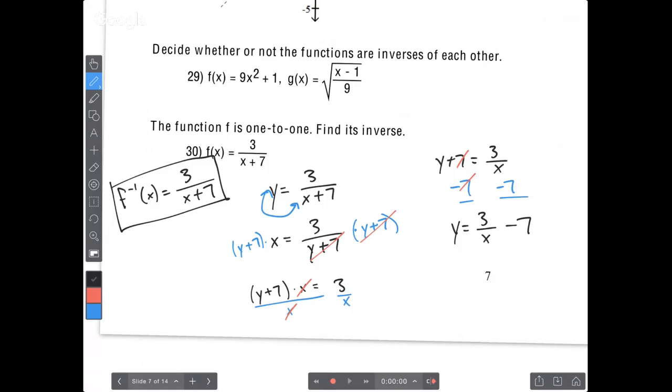Done and done. Feel good? Feels bad. I just solved that, and that's not what I got. 3 over x minus 7. Whew. That was going to be scary. There we go.